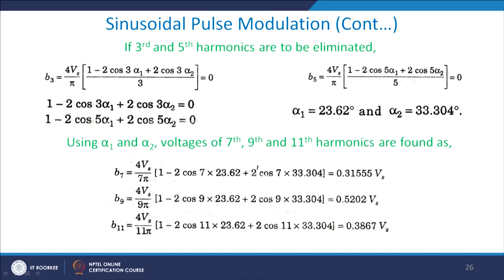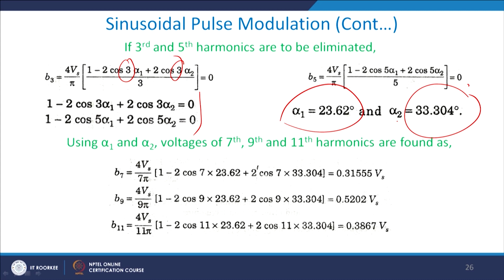So, for Bn you can substitute n equal to 3 and you will get this equation, and for the fifth harmonic you will have this equal to 0, and ultimately it boils down to this equation. You can solve it, and while solving, your alpha 1 should be 23 degrees and alpha 2 should be 33.3. So, what is the advantage of it? You can eliminate with alpha 1 and alpha 2, and thus get rid of the lower order harmonics like third and fifth.